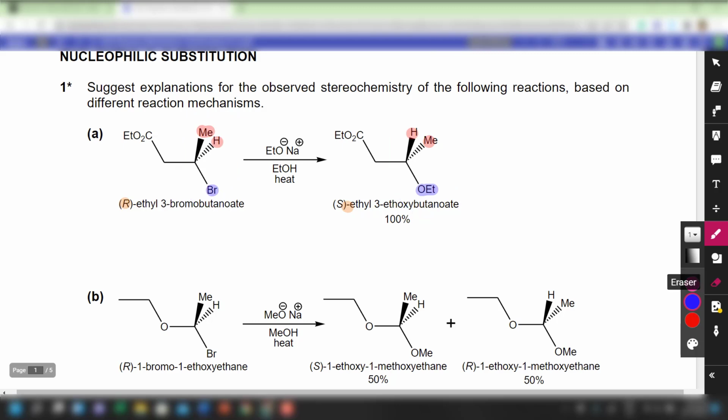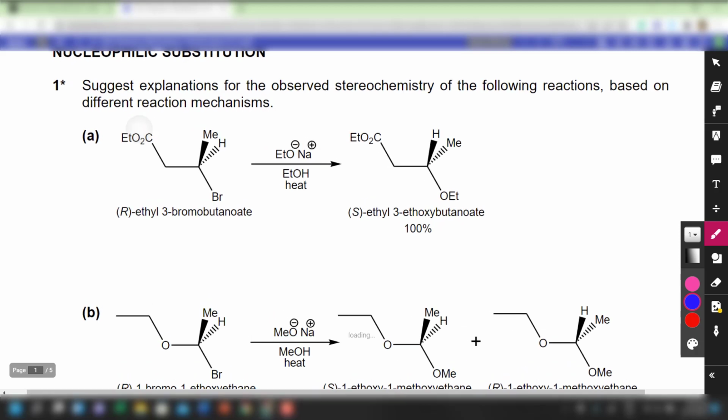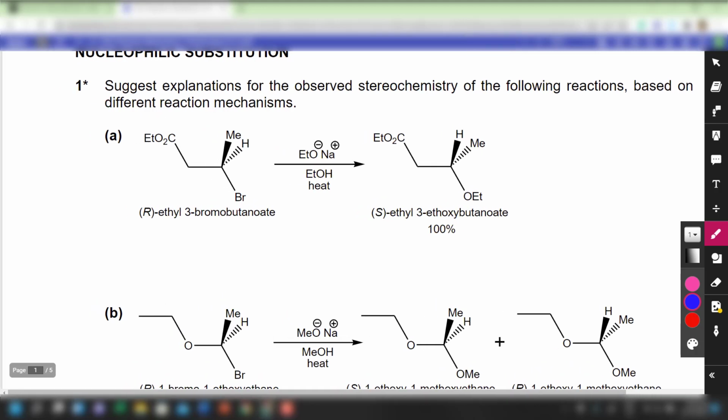So with all this in place, now let us attempt to draw the mechanism, because it's quite clear that there is an inversion of stereochemistry. Therefore the first thing we can conclude is that 1A undergoes SN2. We must be very clear about this. If it undergoes SN2, that means that the O-ethyl group will approach from the rear of the C-Br bond.